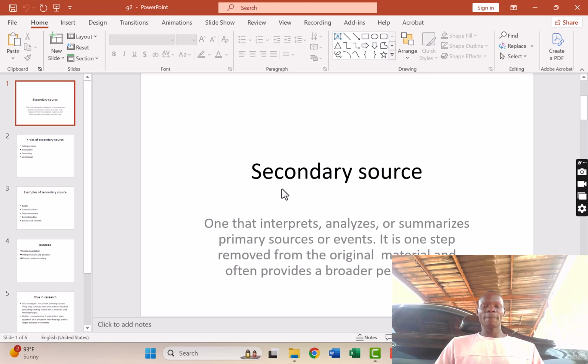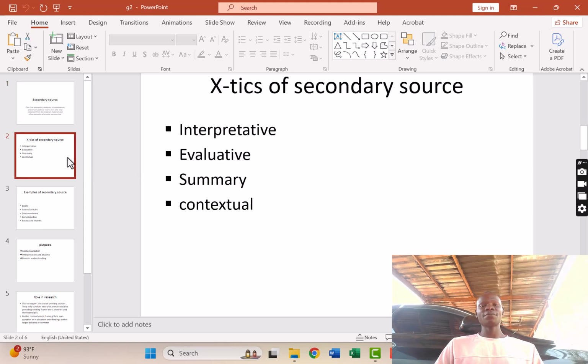Like if someone comes to you and is giving you information, let me say the information is from the vice chancellor, then instead of the vice chancellor communicating directly to the students, it is the lecturers that are communicating to you. So it's a little bit removed from the original, since the wordings that someone might be using might be different.